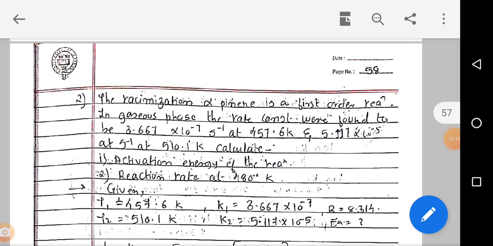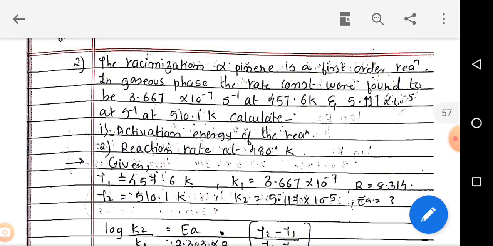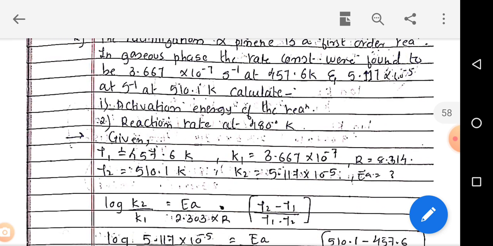The second numerical problem is the same as the above. The racemization of alpha-pinene is a first order reaction. In the gaseous phase, the rate constant was found to be 3.667 into 10 to the power minus 7 per second at 457.6 Kelvin, and 5.11 into 10 to the power minus 5 per second at 510.1 Kelvin. The gas constant value is given.